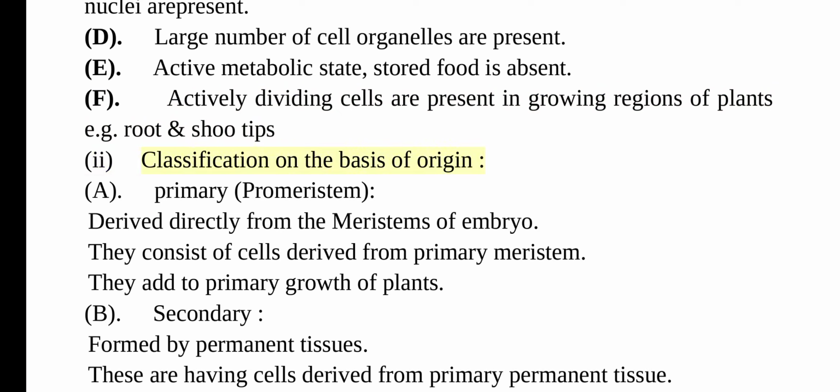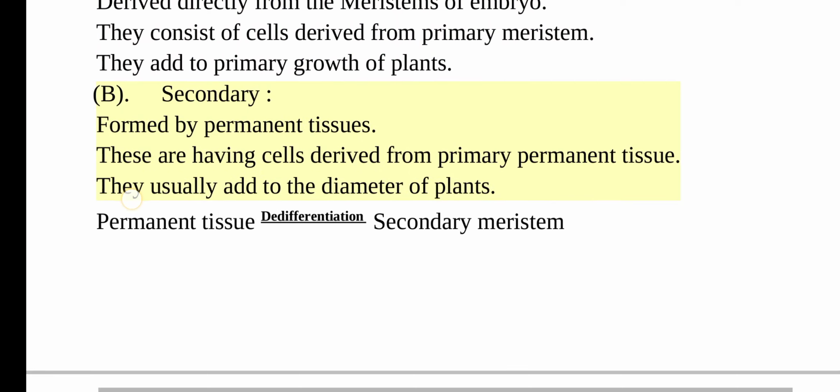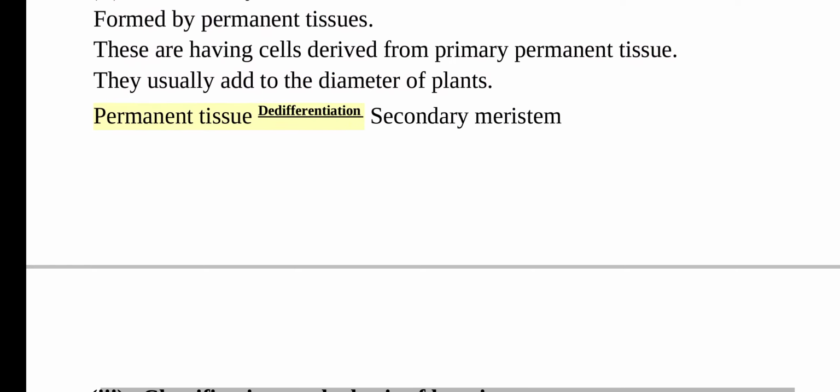Classification on the basis of origin. A. Primary meristem: derived directly from the meristems of the embryo. They consist of cells derived from primary meristem. They add to primary growth of plants. B. Secondary meristem: formed by permanent tissues. These have cells derived from primary permanent tissue. They usually add to the diameter of plants. Permanent tissue dedifferentiation gives secondary meristem.